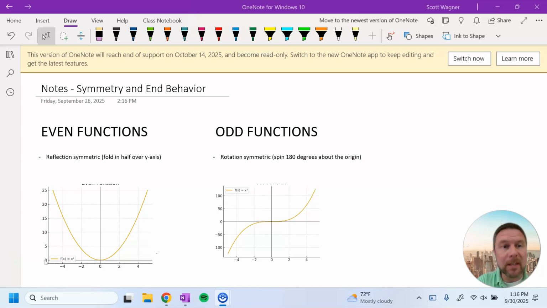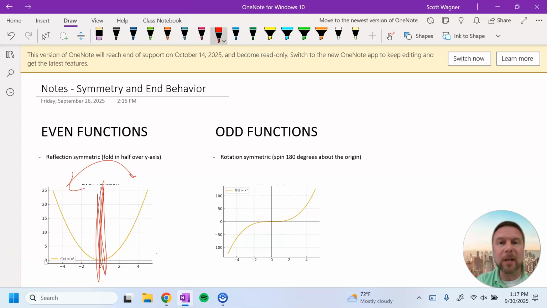First to begin with is the difference between even functions versus odd functions. Even functions are going to be something that's called reflection symmetric. You're going to be able to fold this graph in half over your y-axis. So for example, you've got this folding line right here, which is the y-axis. You can fold back and forth. It looks like so. Parabolas are good examples of even functions like that.